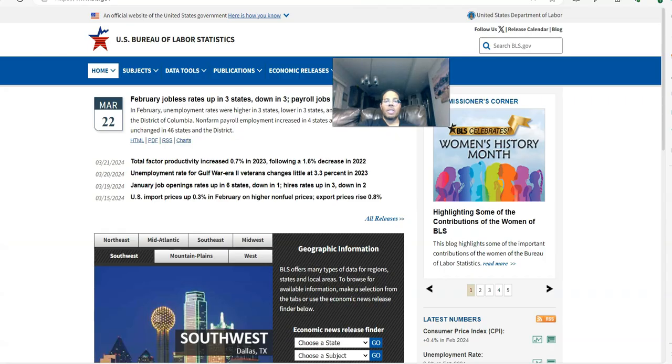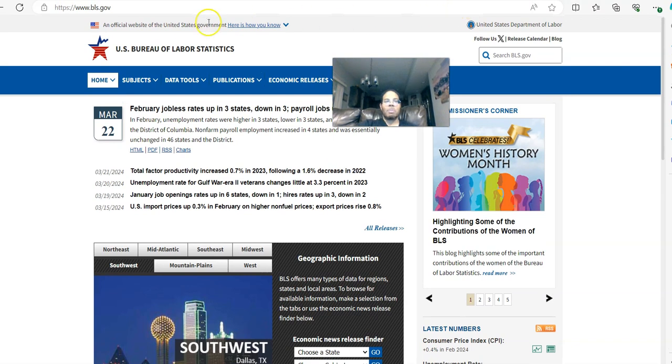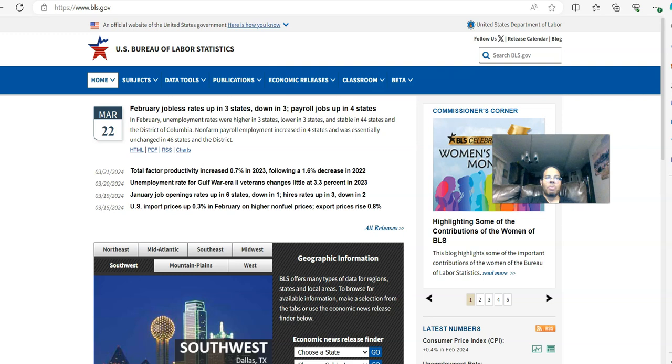Bureau of Labor Statistics. The way to access it is bls.gov. You can access it there. You'll be brought here. This is the home page. And then what you can do is, again, let's look for librarians.